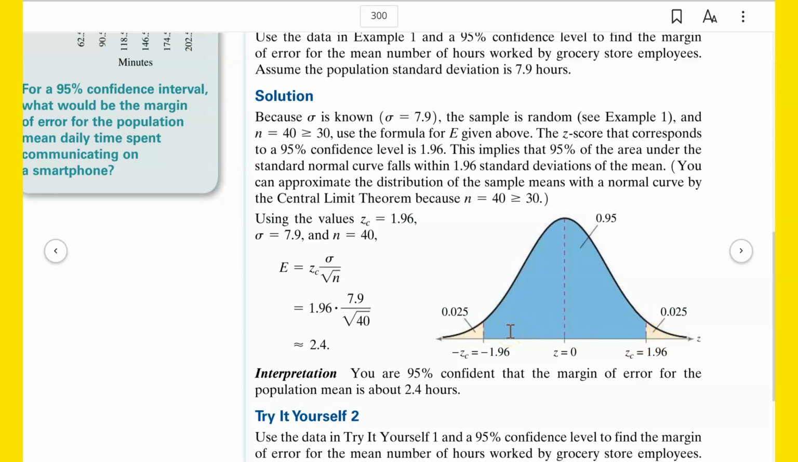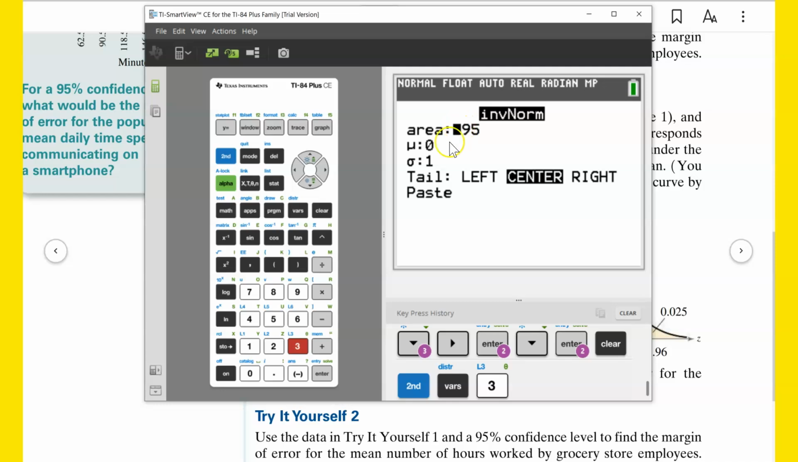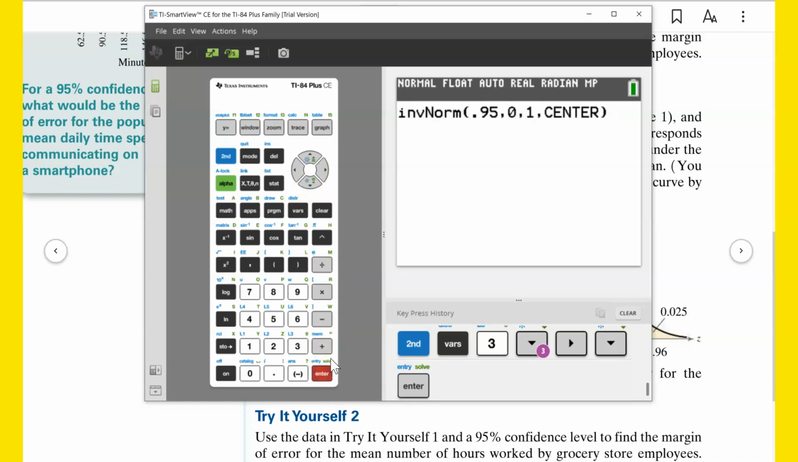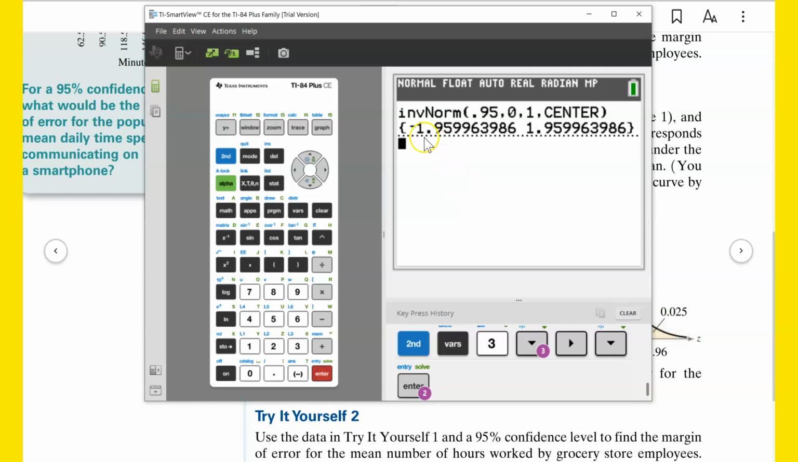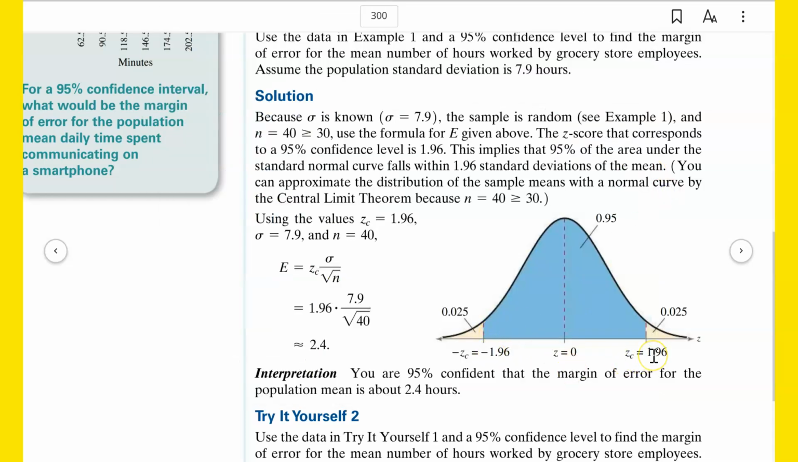One way you can do it is to do the inverse normal and do your area as 0.95. Since we're talking about a standard normal distribution, mu is going to be 0 and sigma is going to be 1. That's true for a standard normal distribution. And you can do a center normal distribution, which means you're trying to find the values where 95% of the data is between the two values. Then you go to paste and hit enter, and you see that the two values are negative 1.96 and positive 1.96, which is exactly what they have right here.